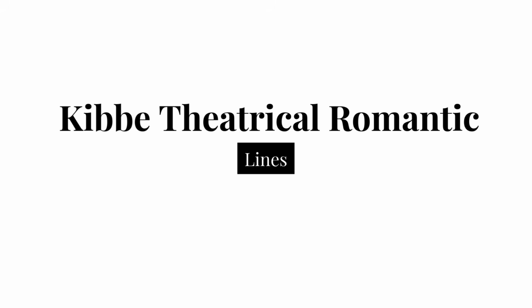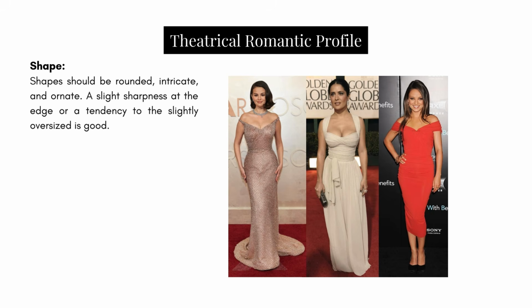And now let's discuss theatrical romantic lines. Shape. Shape should be rounded, intricate, and ornate. A slight sharpness at the edge or tendency to the slightly oversized is good. Here I see that roundedness, that softness, and that lushness that we are continuing to emulate because that's at the core of this type, but with that additional sharpness.